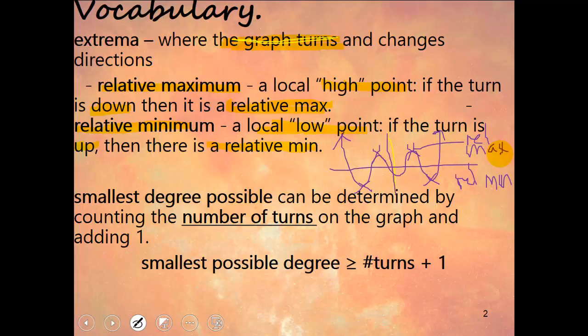We can also determine the smallest degree that this graph represents by counting the number of terms. This element we're going to use when we're given a graph. We're going to use this information up here when we want to graph. So if it says, what's the smallest degree this graph could represent? You're going to count the number of turns, and then add 1 to that. That's going to be the smallest degree possible that a graph represents.